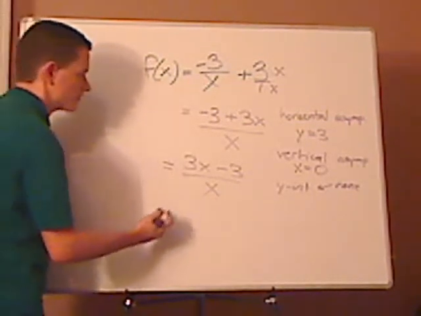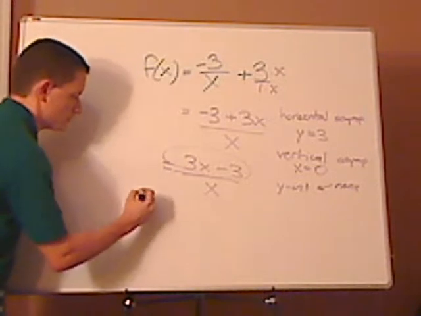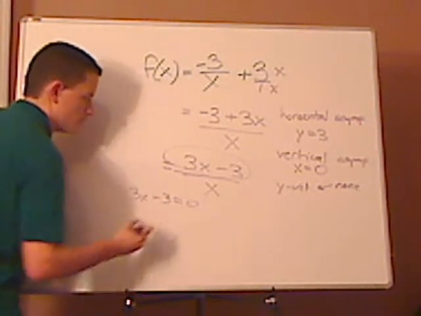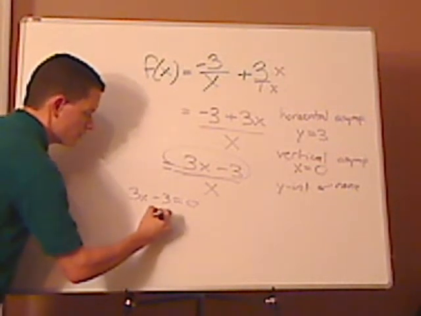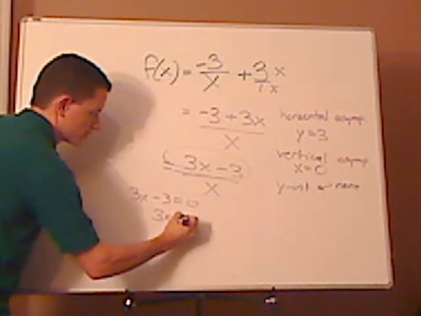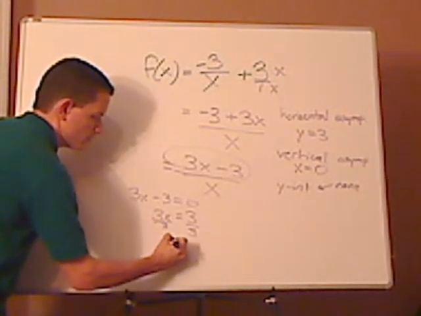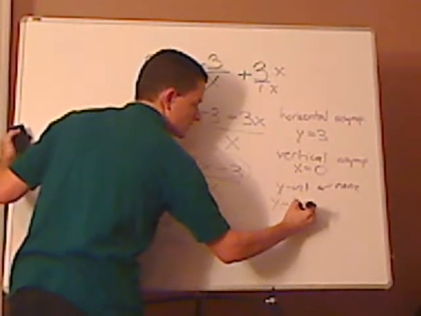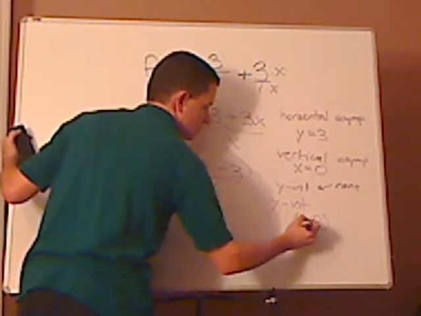However, you're going to have an x-intercept here. Just set the numerator equal to 0, so you have 3x minus 3 equals 0, and then just solve for x. So you add 3 to both sides, so it's 3x equals 3, divide both sides by 3, so x equals 1. So you have an x-intercept at 1, so it would be (1, 0).